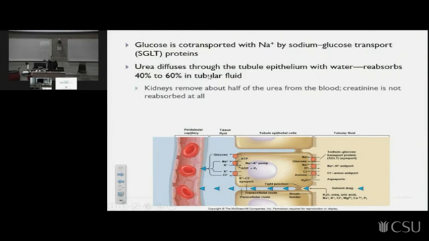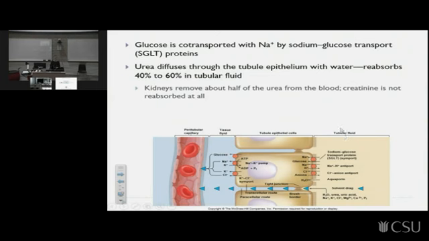Glucose is co-transported with sodium by sodium-glucose transport proteins, or SGLT proteins. Urea, which is a nitrogenous waste, diffuses through the tubule epithelium with water, and 40 to 60% is reabsorbed. Because we've got so much water coming in to transport all of those other ions, we've got a whole lot of water still in the tubular fluid, which, if it all went through to the urine phase, would mean we'd be excreting an enormous amount of urine per day.